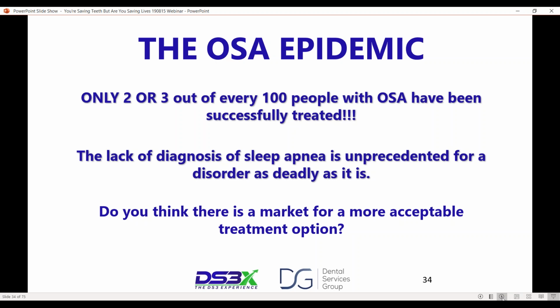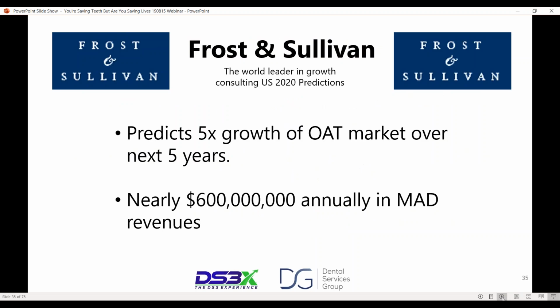And we can affect this by helping more people to know they have it. And then if you want to get involved with more patients, treat it with a treatment that they can tolerate, i.e. a dental device.